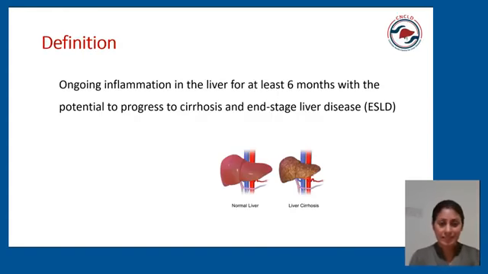This is actually a theoretical definition, but let's see what it says. Ongoing inflammation in the liver for at least 6 months with the potential to progress to cirrhosis and end-stage liver disease. This is the definition given by ESPGHAN and the European Society of Liver Transplantation.